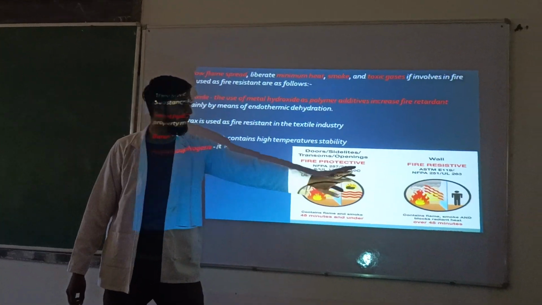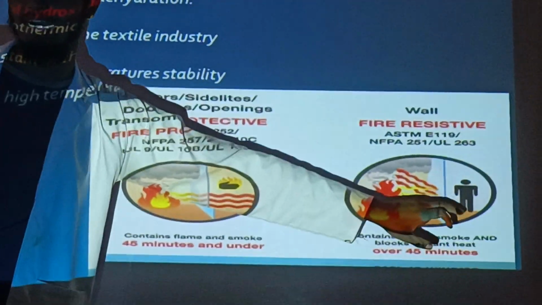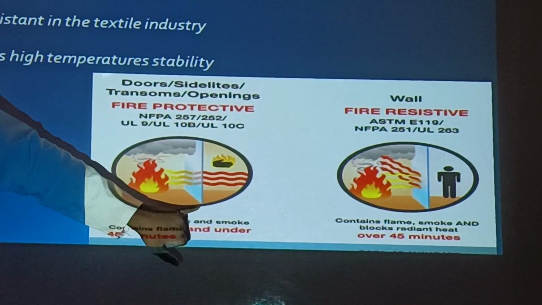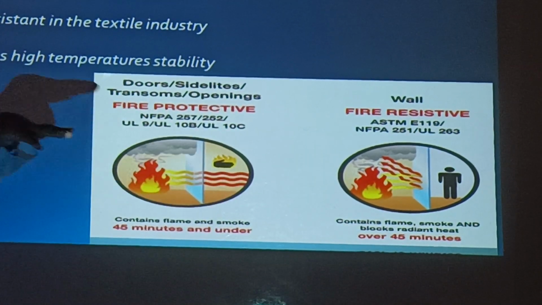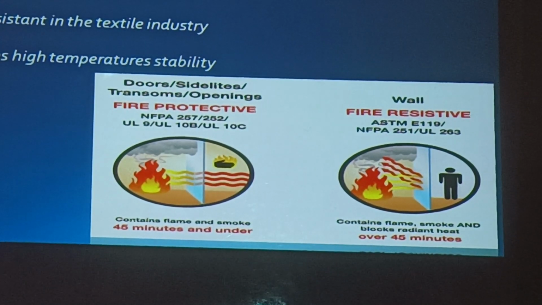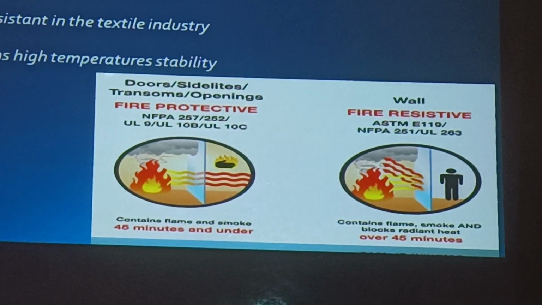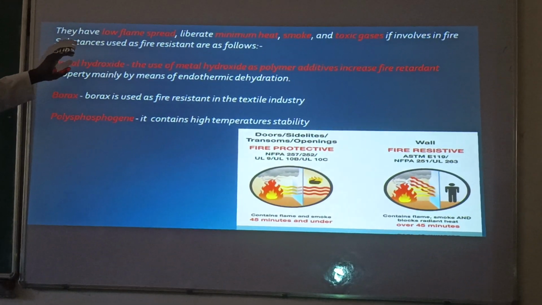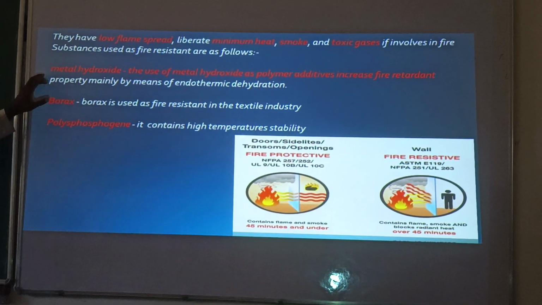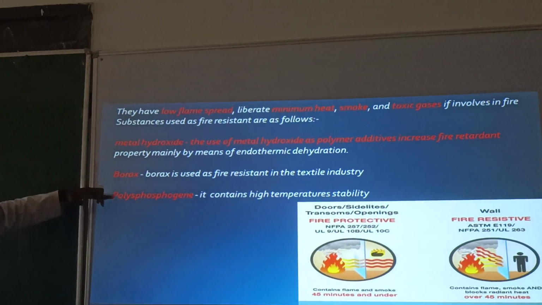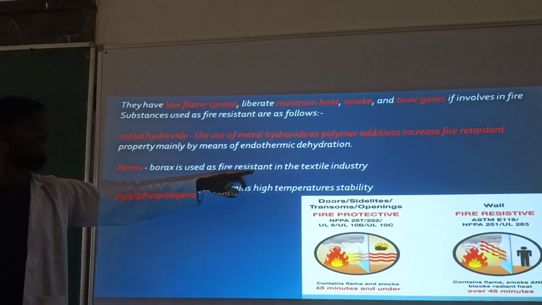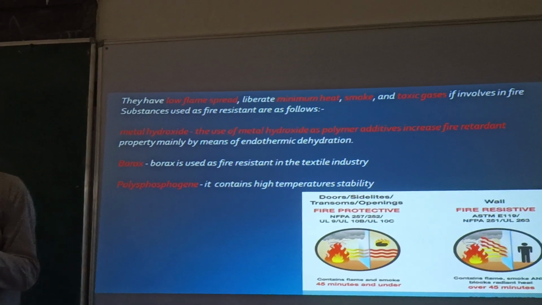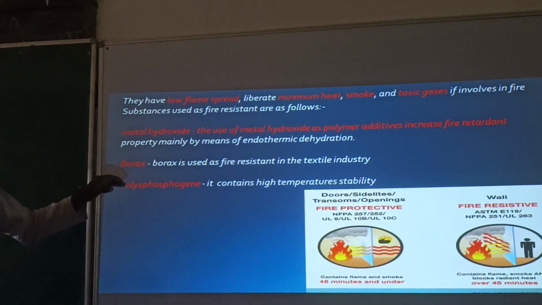If it is fire resistant, the man standing here will not get heated up for 45 minutes. But in a normal protective layer, the heat will get through. So it is the most important polymer because it is heat resistant. They have low flame spread and minimum heat, smoke, and toxic gas. Metal hydroxide and borax are used as fire resistants, and borax is used as a fire resistant in the textile industry, like in buildings, for resisting fire.